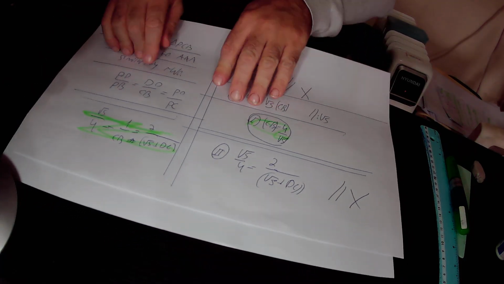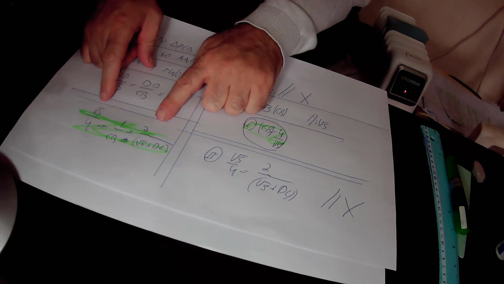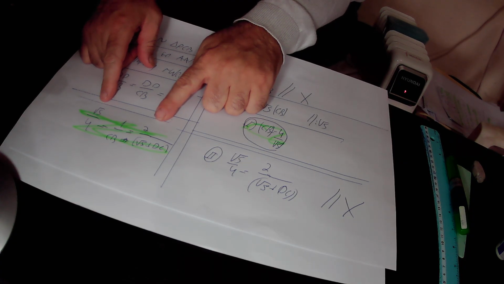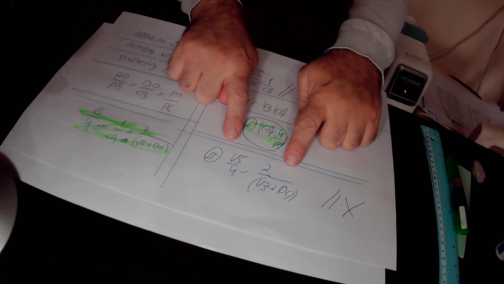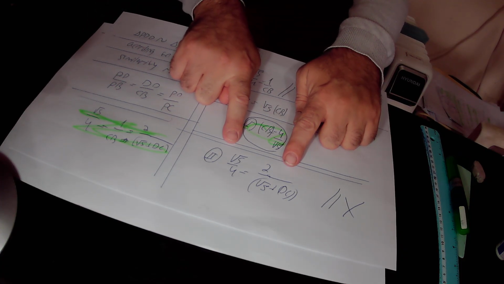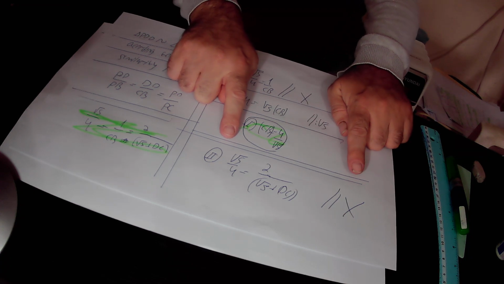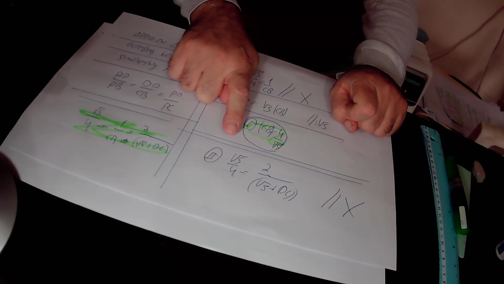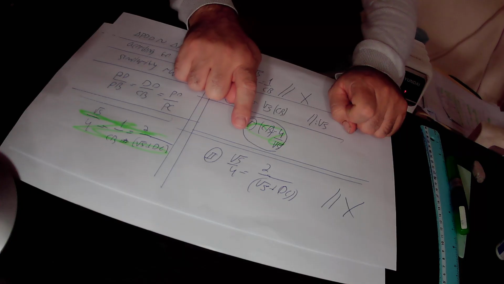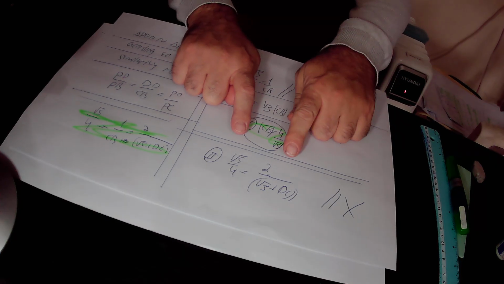From this long equation, we derive that those two sides are equal to each other, so we get equation 2 from those two sides. So according to equation 2, square root of 5 over 4 equals 2 over square root of 5 plus DC. Here, of course, we multiply equation 2 and find that 2 times 4 is 8, and 8 equals the square root of 5 times the square root of 5 plus DC.